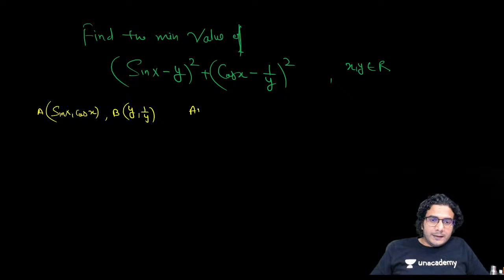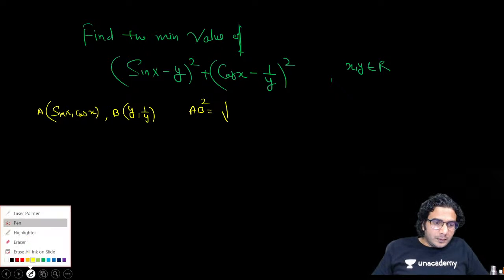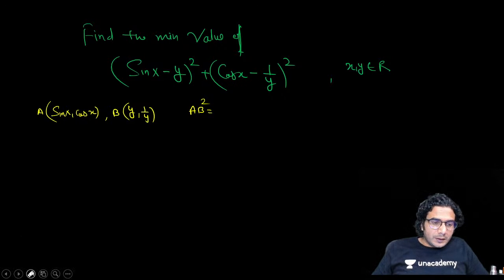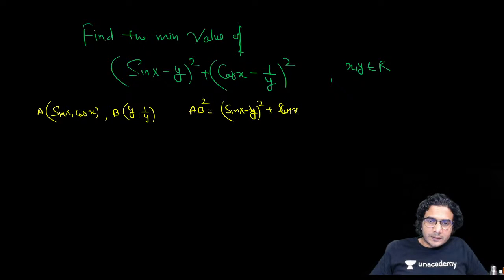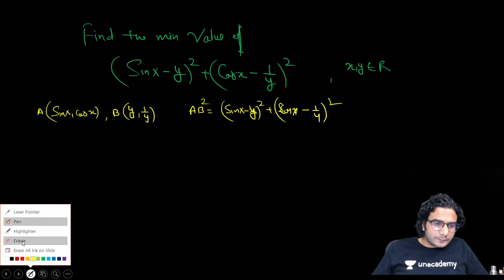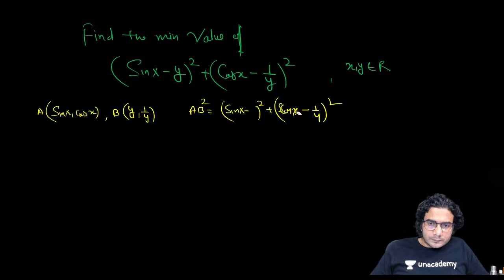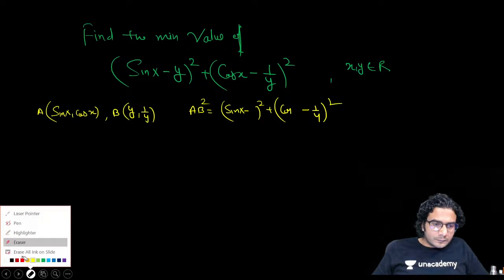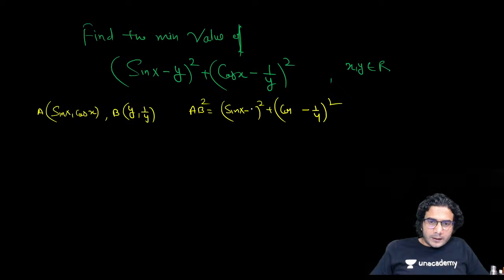Then AB square is nothing but this expression, the given expression: x1 minus x2 whole square plus y1 minus y2 whole square. That is, sine x minus y the whole square plus cos x minus 1 upon y the whole square. Are you understanding something? So basically, it's a distance between these 2 points.